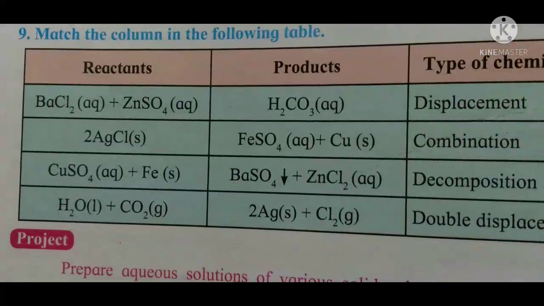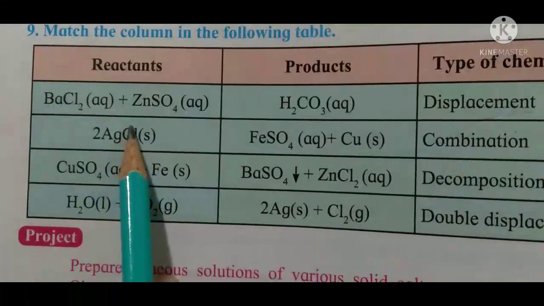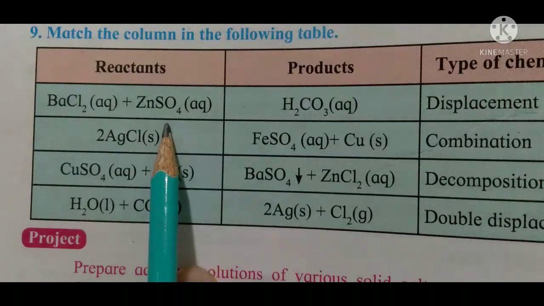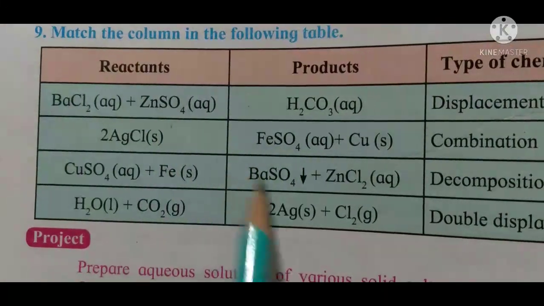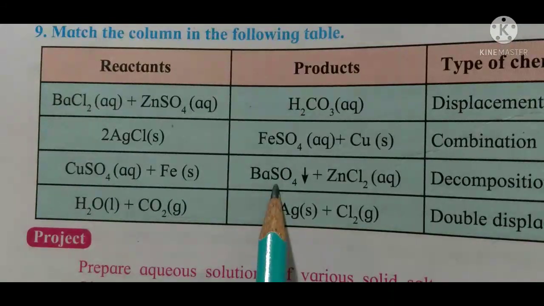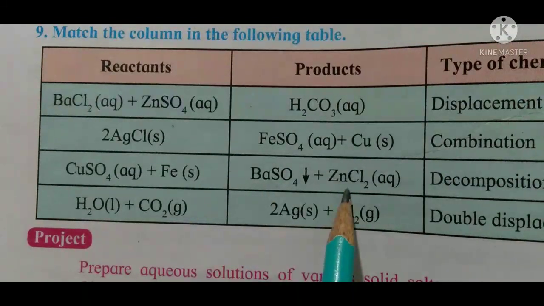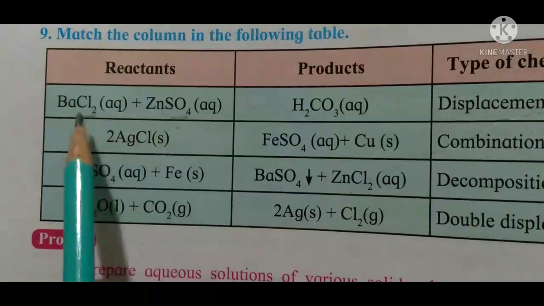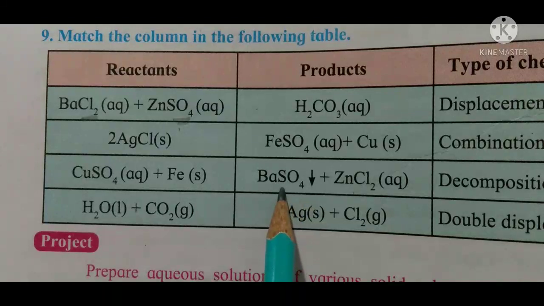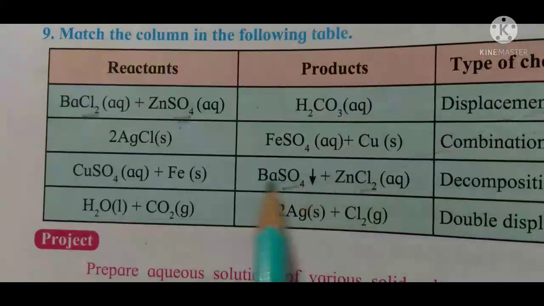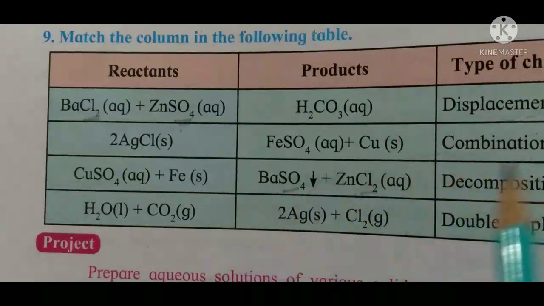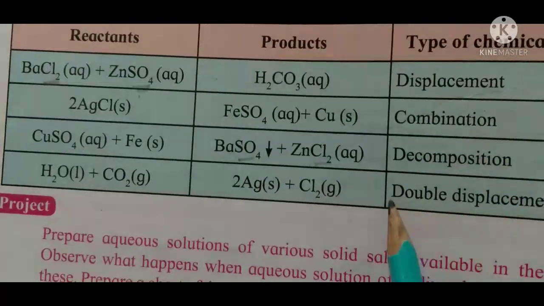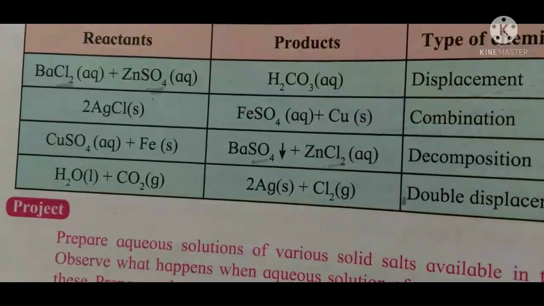Match the following. BaCl2, that is barium chloride, and zinc sulfate. These are the reactant. Just find the product. Where is the product? This is your product, barium sulfate and zinc chloride. What kind of reaction? See, instead of chlorine and sulfate, here you will find sulfate and chlorine. So they have interchanged their place. So if they have interchanged their place, what is the type of reaction? The type of reaction is double displacement reaction.